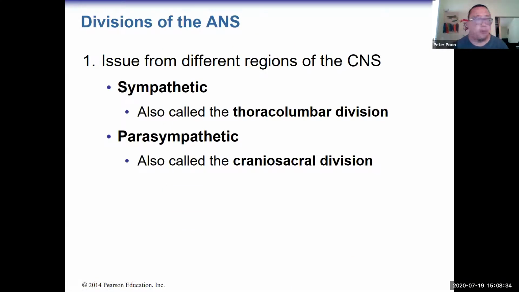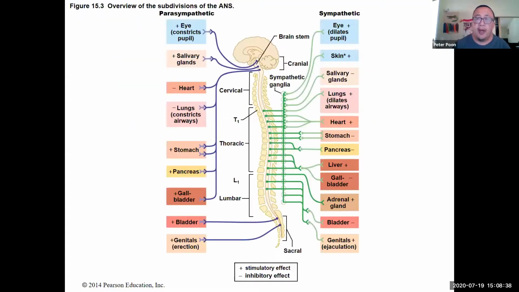They come from different areas of the CNS. The sympathetic is the thoracic lumbar division, coming from T1 all the way to L3. The parasympathetic is cranial sacral. So they either come off the cranial nerves or off the sacral nerves.